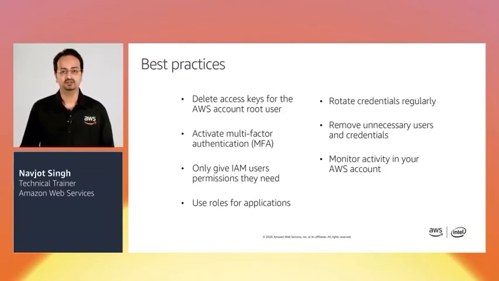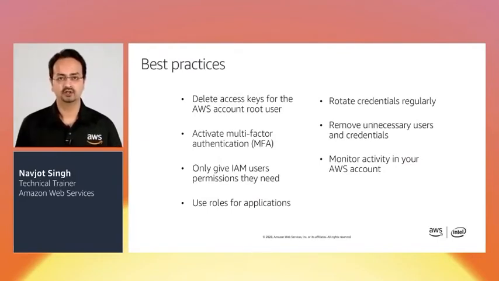Whenever possible, use IAM roles so we don't have to hard-code any credentials in our instances or in our application code. Rotate your credentials. IAM supports password policy changes, and access keys can also be recreated. Lastly, monitor activity in your account. Use services like CloudTrail to keep track of all the API calls made in your account and store them in an S3 bucket for traceability.